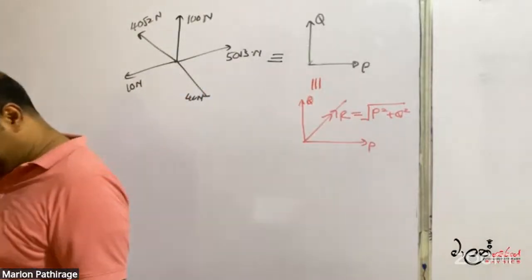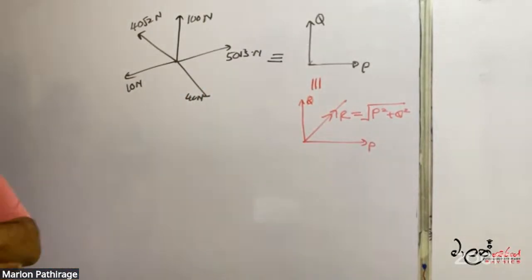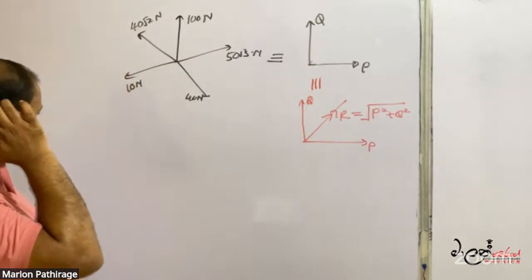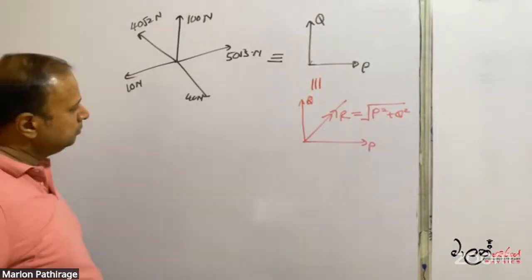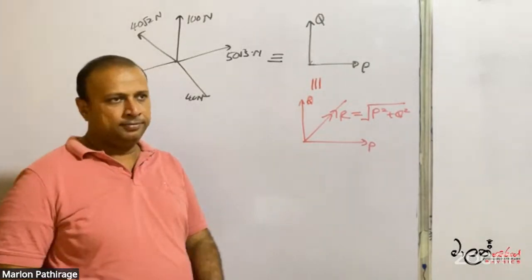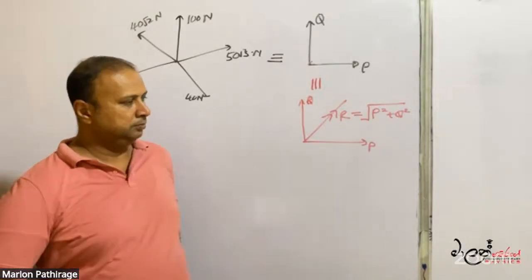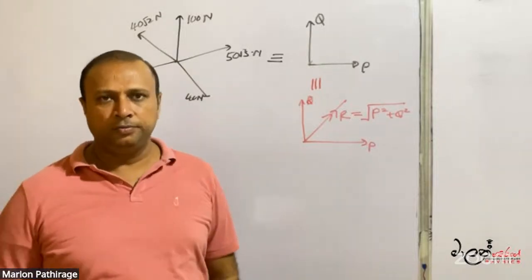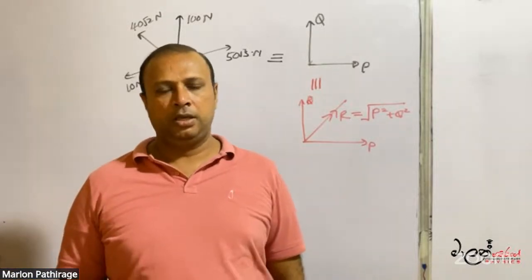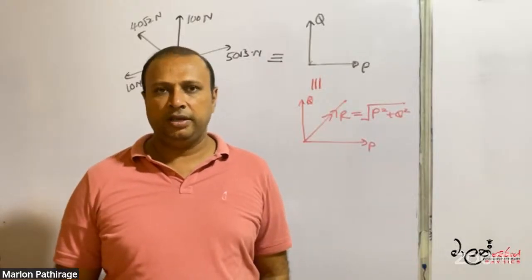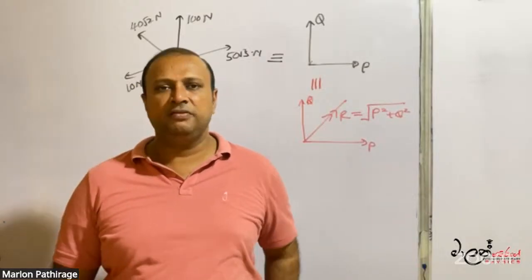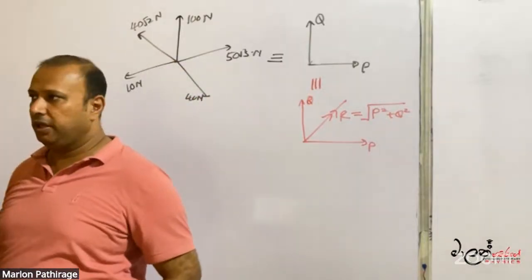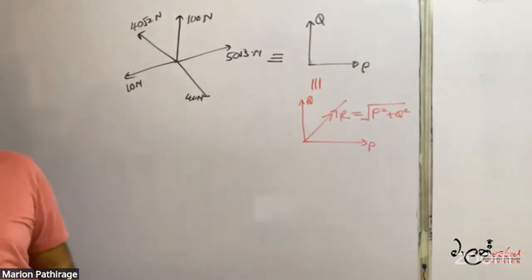Then the topic: resultant of a vector system. Then write on this. We know how to take the resultant vector.